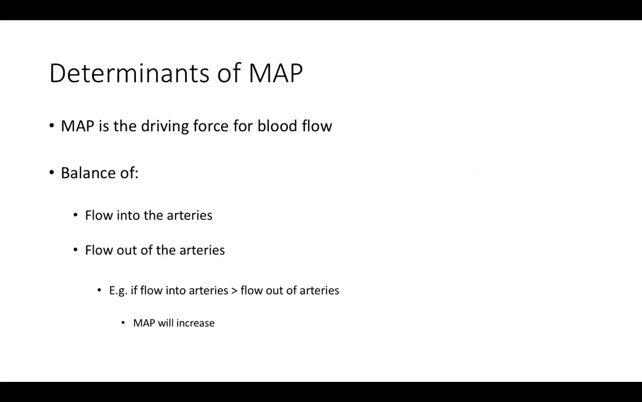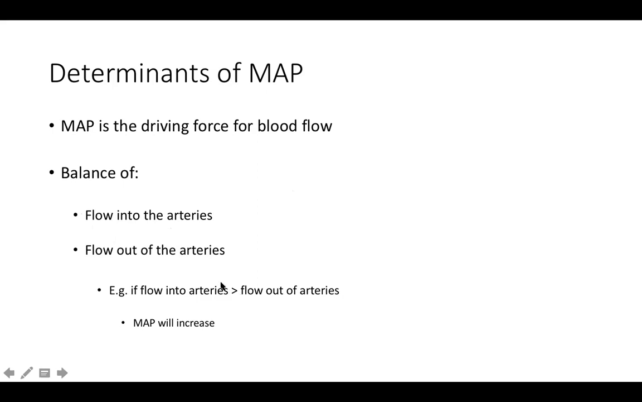So if we think about now what are the determinants of mean arterial pressure, we're looking at mean arterial pressure as the driving force of the flow of blood. And it is a balance of two values. Number one, it's a balance of how much blood is flowing into the arteries compared to how much blood is flowing out of the arteries and into the arterioles and the capillaries.